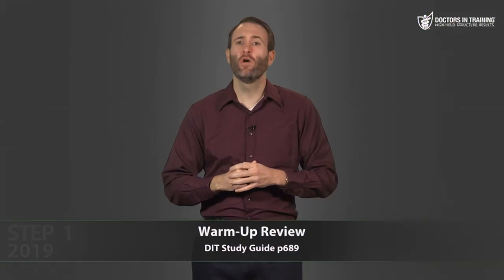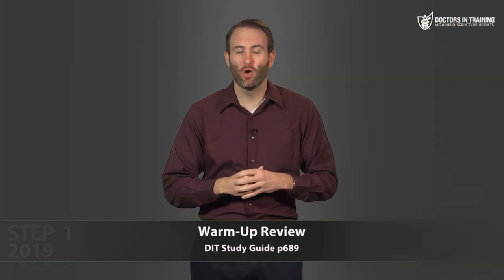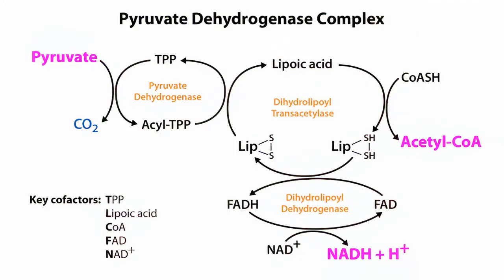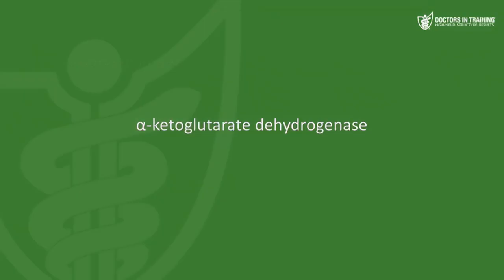Next question. What cofactors are required for the function of pyruvate dehydrogenase? And then what other enzyme requires the same cofactors? So first one that we need to know here is that mnemonic that we gave you. It's "tender, loving care for no one," which stands for thiamine pyrophosphate, lipoic acid, coenzyme A, FAD, and NAD. And then what other enzymes require the same cofactors? That's going to be alpha ketoglutarate dehydrogenase.